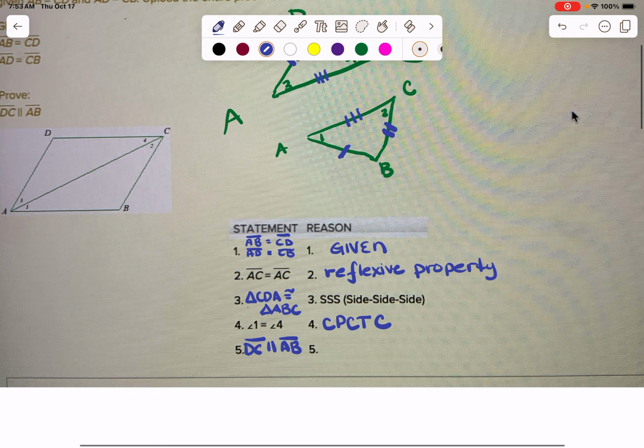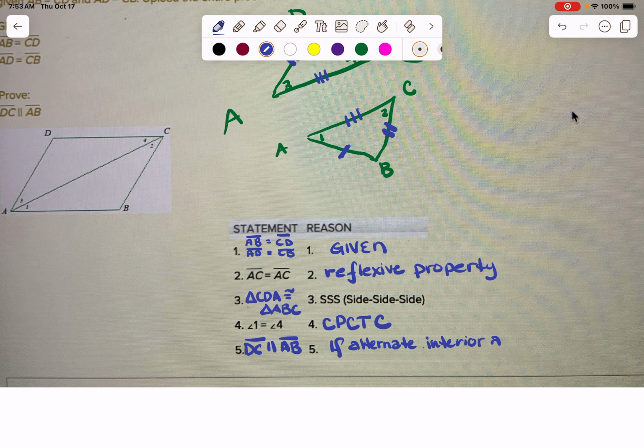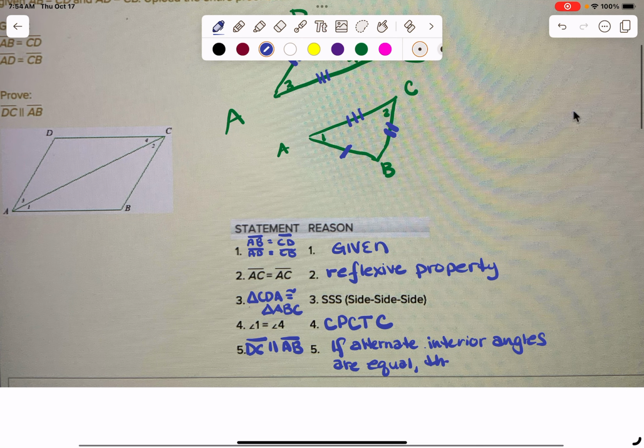So for my reasoning for 5, it would be if alternate interior angles are equal, then the lines are parallel.